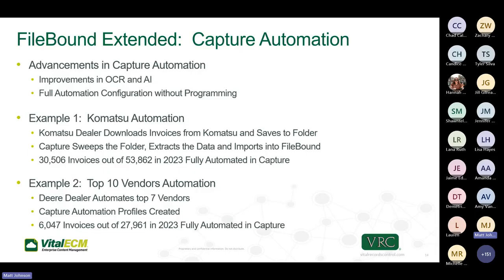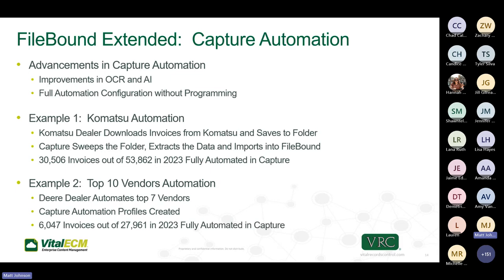So one of our clients is a Komatsu dealership, and they have to download their invoices from Komatsu. They drop them into a folder, and then what they've done with their capture is we've worked together to build a process where capture sweeps the folder automatically. It grabs the data off of the invoices, imports the invoices into FileBound. We then analyze the data that capture gave to us inside of FileBound, and a lot of those invoices are clean, so we just pass them right on through, so they either go out for approval or whatever the next step is in the workflow.